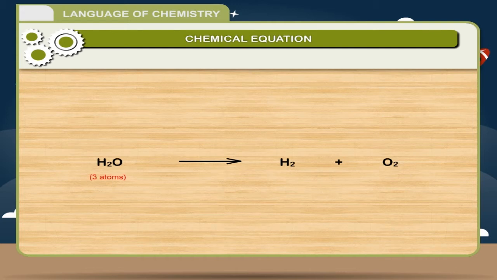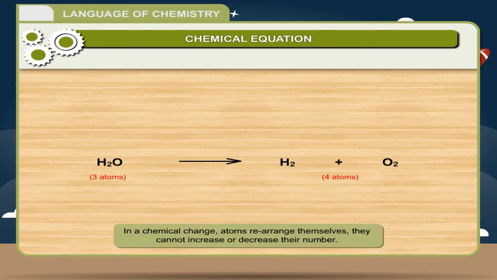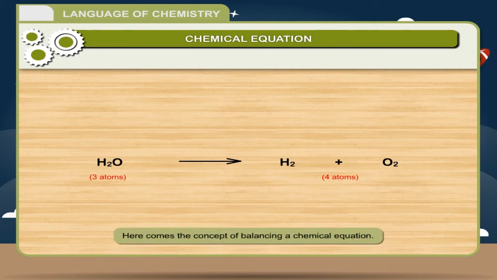Total there are 3 atoms on left-hand side, but 2 H and 2 O atoms on right-hand side. That is, 4 atoms. This is against the rule. In a chemical change, atoms rearrange themselves. They cannot increase or decrease their number. Here comes the concept of balancing a chemical equation.